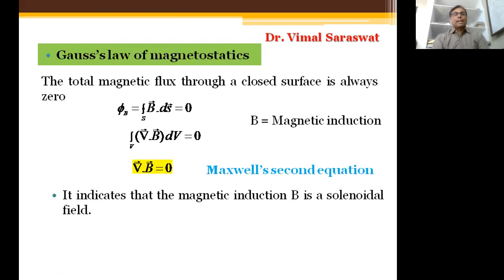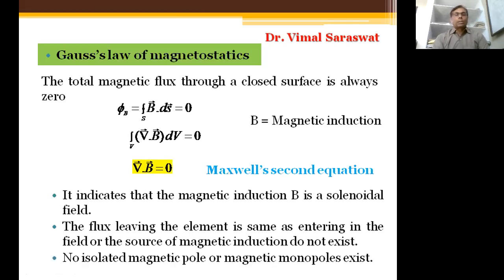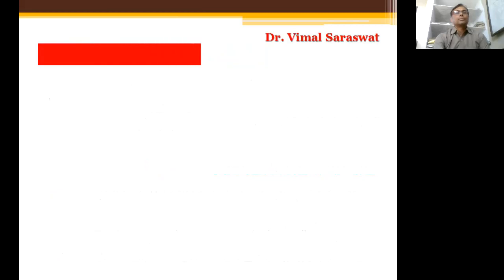This equation states that the magnetic induction B is a solenoidal field. The flux leaving the element is the same as entering in the field, or the sources of magnetic induction do not exist. Also, no isolated magnetic pole or magnetic monopoles exist.